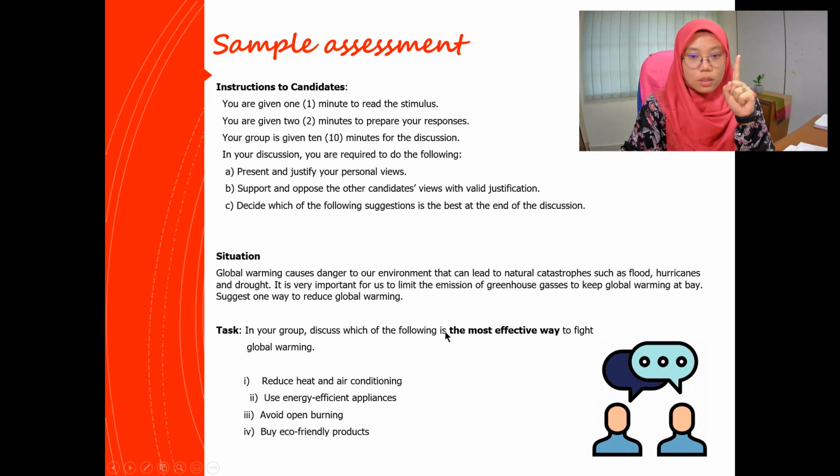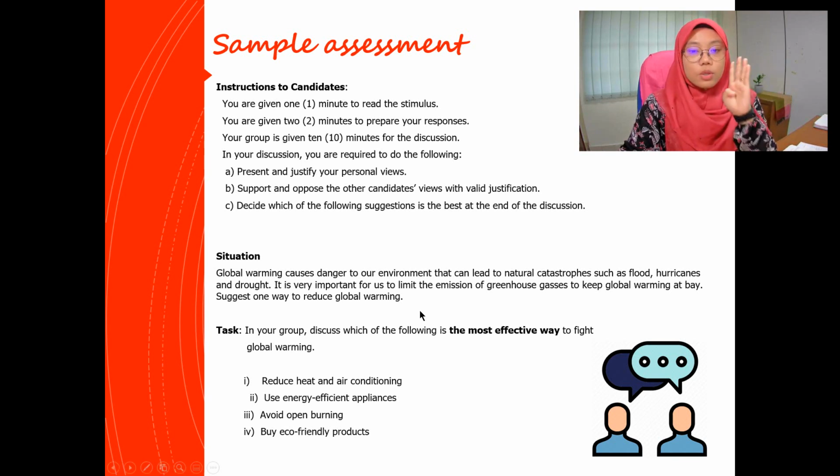This is your suggestion. According to you, the most effective way to fight global warming is by reducing heat and air conditioning. Next, candidate B, this is your point. Candidate B, point number 2, use energy efficient appliances. According to candidate C, the most effective way to fight global warming is number 3, to avoid open burning. And according to candidate D, buy eco-friendly products.